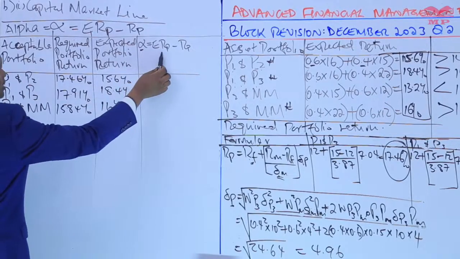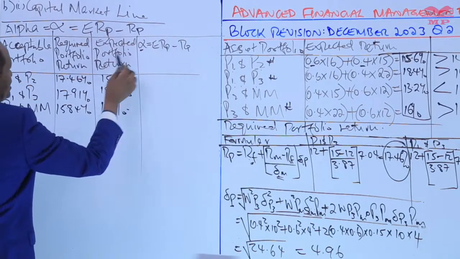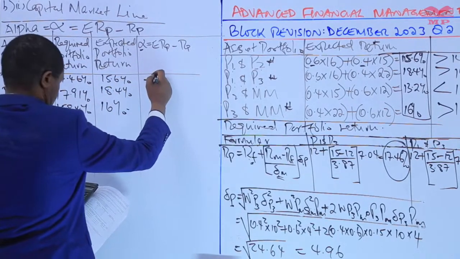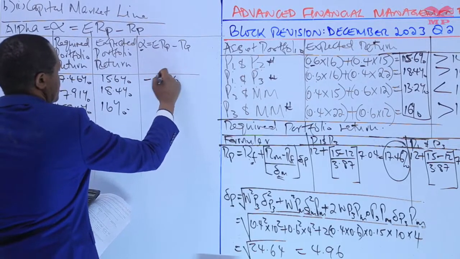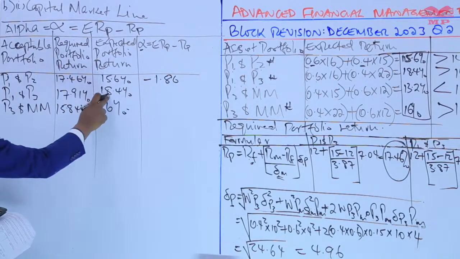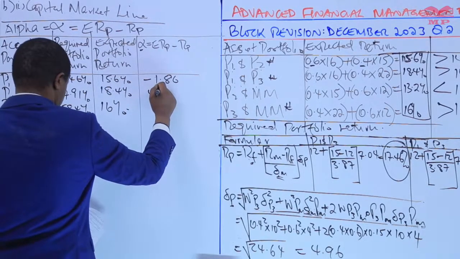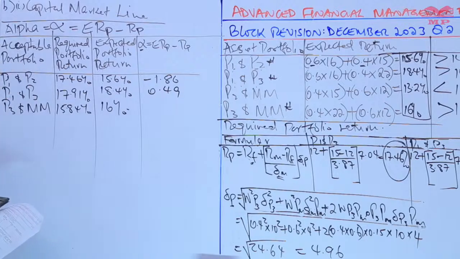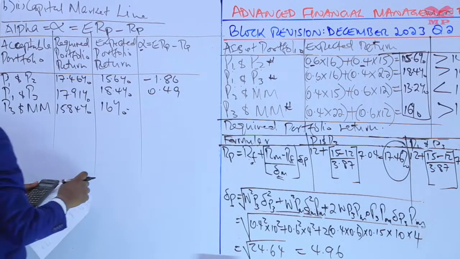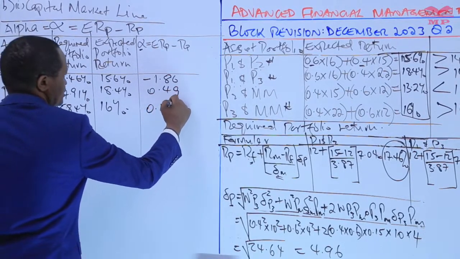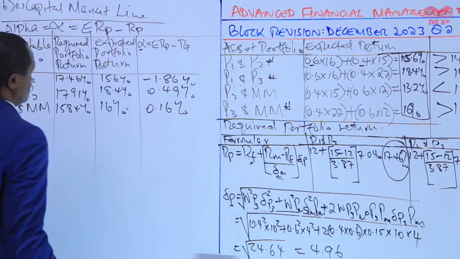This is the expected return minus the required return. So I have here, it's negative 1.86. Next we have 18.4%, 0.4% minus 17.91%, it's positive 0.49. Then lastly we have 0.16. These are percentages.